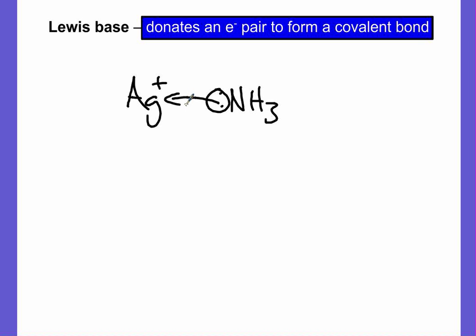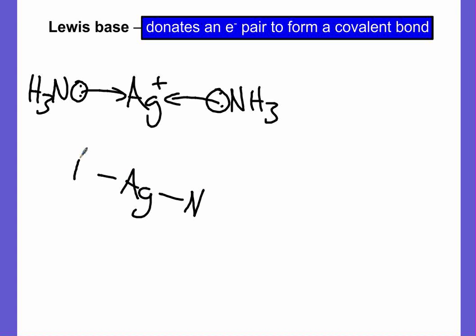In fact, if it wasn't weird enough already, it can actually accept 2 pairs of electrons to make 2 bonds. This would just be another ammonia over here. I'm just going to draw it backwards so that the electron pair is where I could actually work with it a little easier. And you end up with this silver that's bonded to 2 different nitrogens. And you get this weird product. There still would be a positive charge at the end of the day. It's just part of that molecule as a whole now.